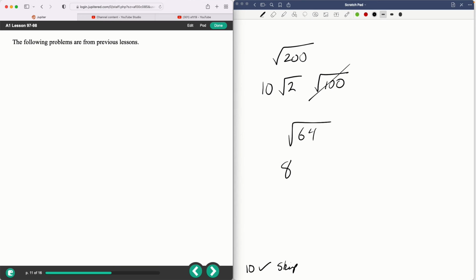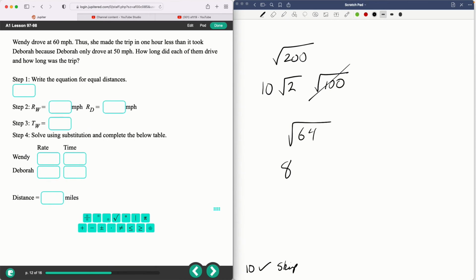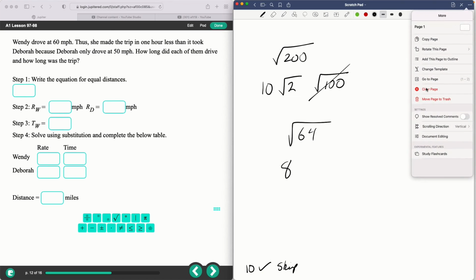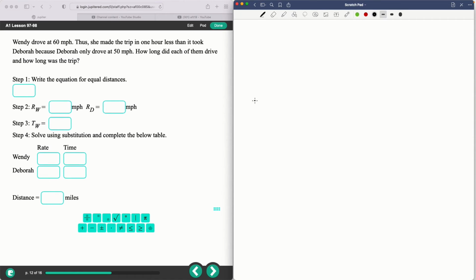Following problems are from previous lessons. All right, so now we're getting into the review portion of our practice problems. So Wendy drove at 60 miles per hour. Thus, she made the trip in 1 hour less than it took Deborah because Deborah only drove at 50. How long did each of them drive and how long was the trip? So I have to write the equation for equal distances because Wendy drove it at this speed, Deborah drove it at this speed. But it's the same trip.